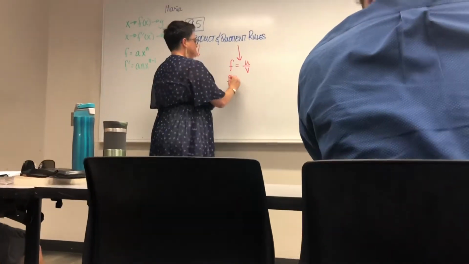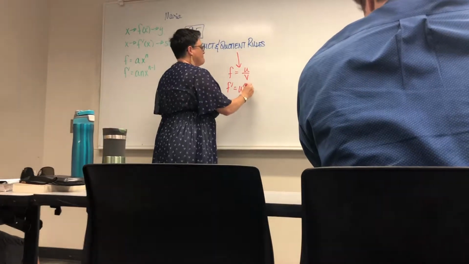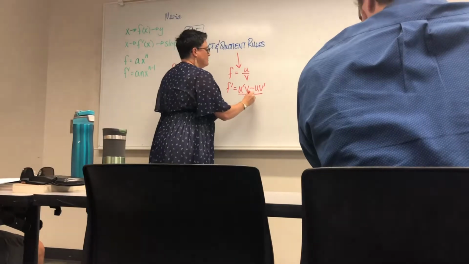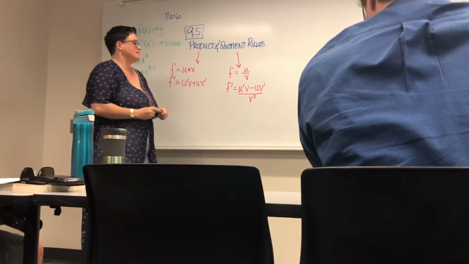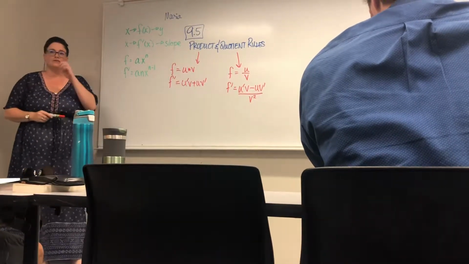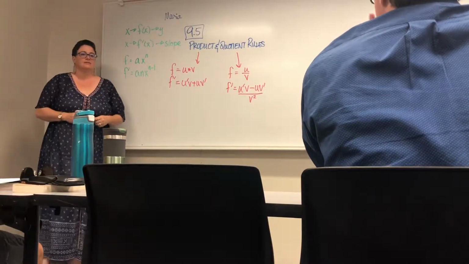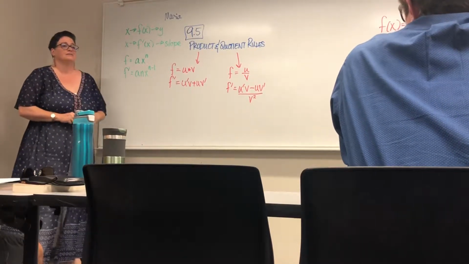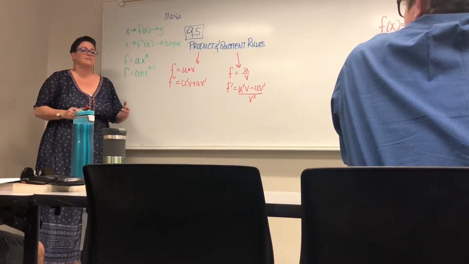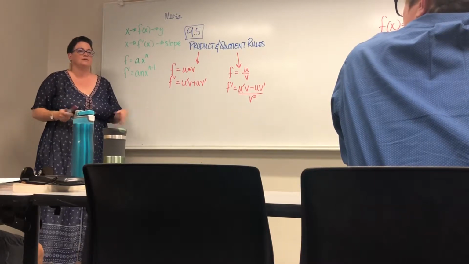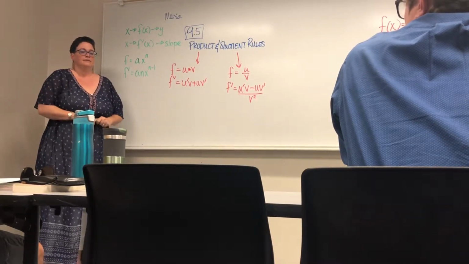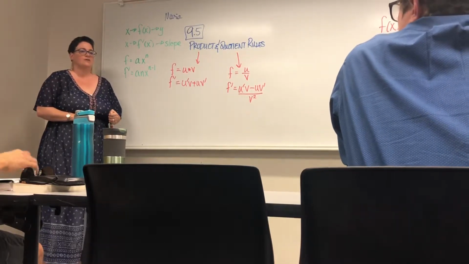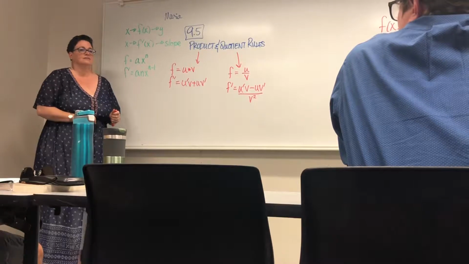Here's the process: U prime V minus U V prime over V squared. Now some of you have learned the "low D high minus high D low" thing. Forget that, because, well, if that makes you happy, then go with it. But I don't go that way, because I can never remember which part is the D high and the D low. It's low times derivative of high minus high times derivative of low, over low squared.